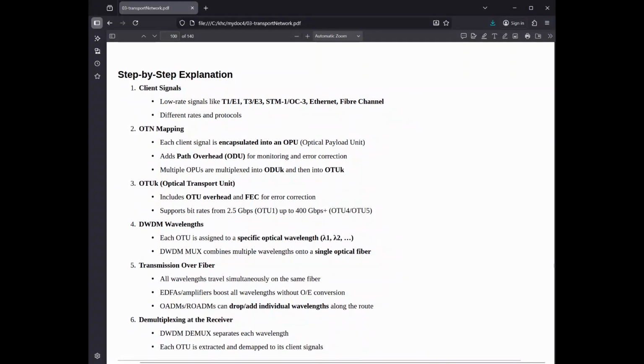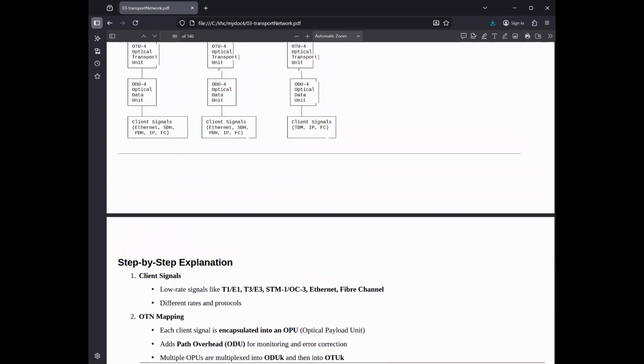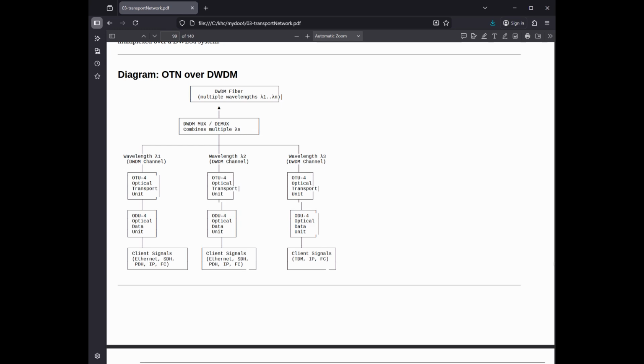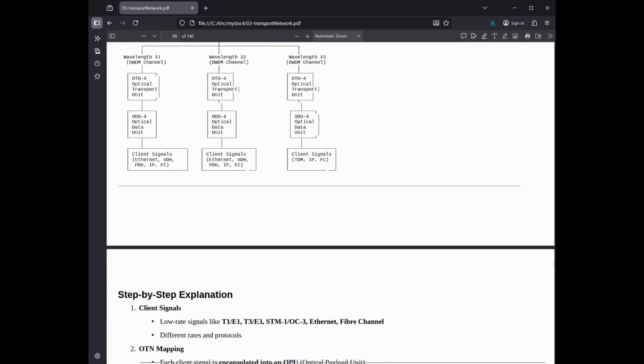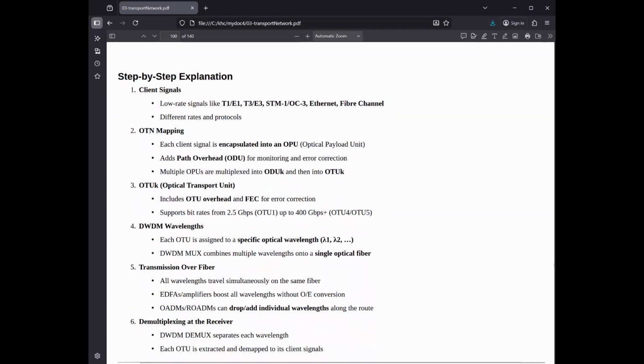Step 1, client to OPU, optical payload unit. The client signal, for example 100G Ethernet, is placed into the OPU container. The OPU handles rate adaptation, ensuring that if the client's clock speed is slightly different from the network's clock, the difference is managed using stuffing bytes.